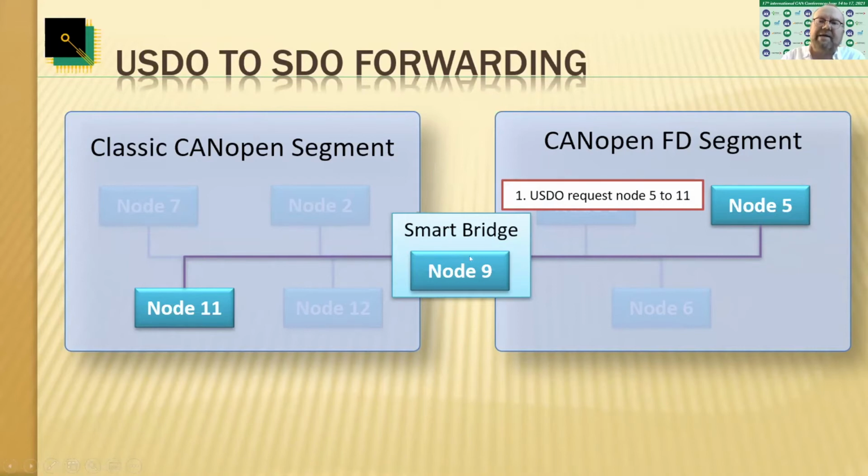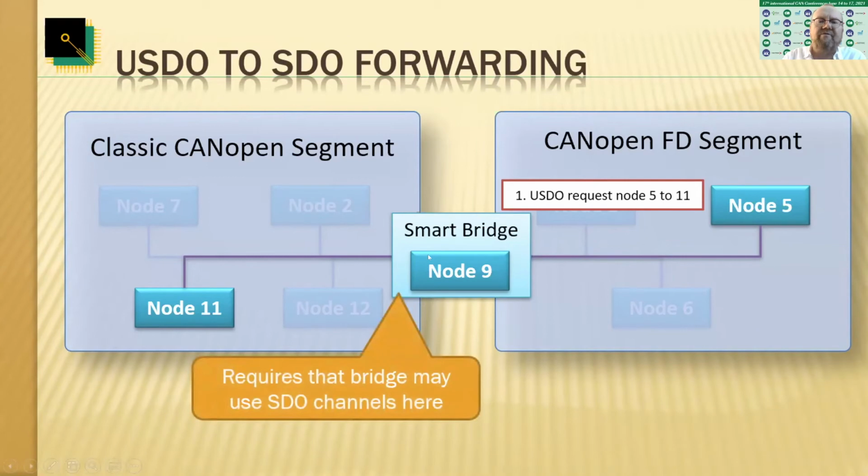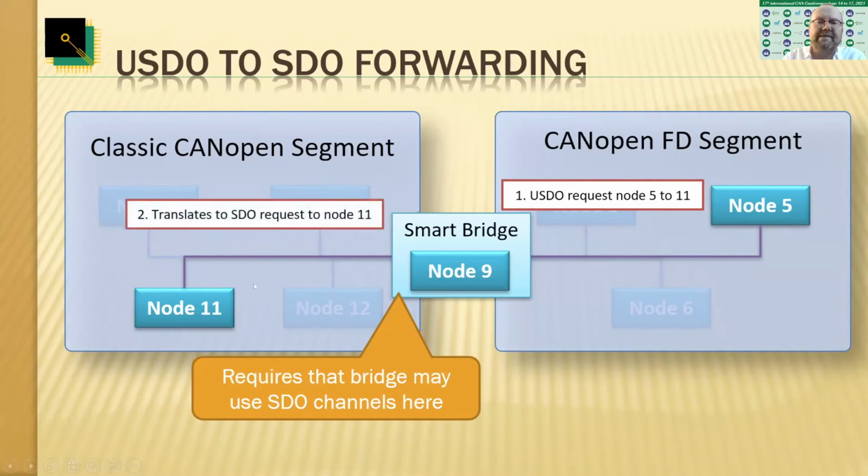And of course, the smart bridge needs to monitor all USDO communication. So it knows, oh, this node 5 tries to connect with number 11, which is on my end. So again, it can interfere, take this message and convert it into an SDO client request on this side. Of course, that requires that we are actually allowed to use the SDO clients on this side. So we translate it to an SDO client request on this side.